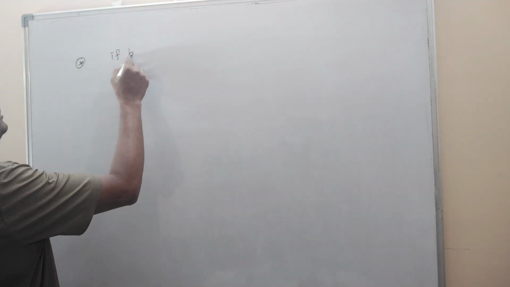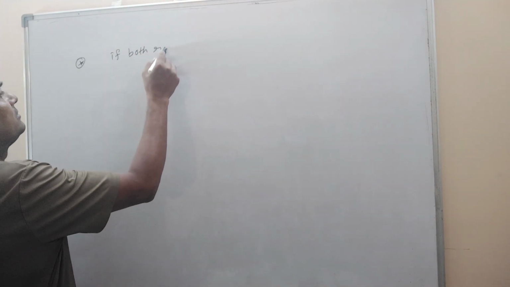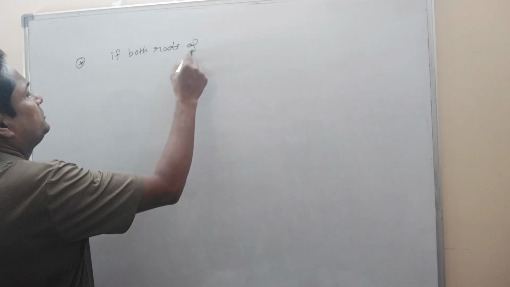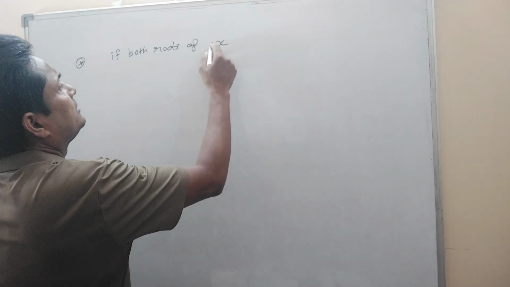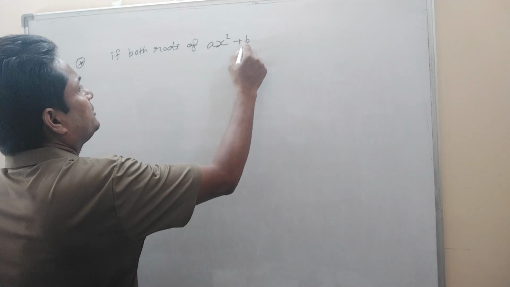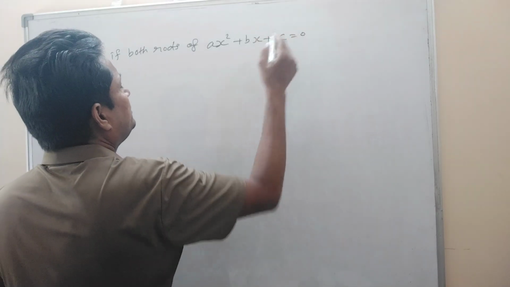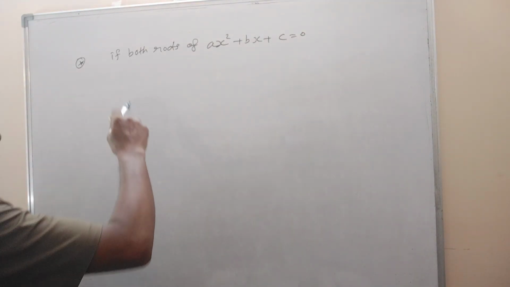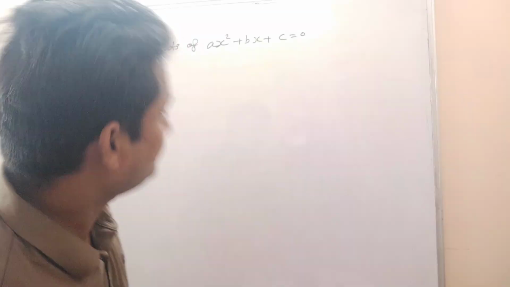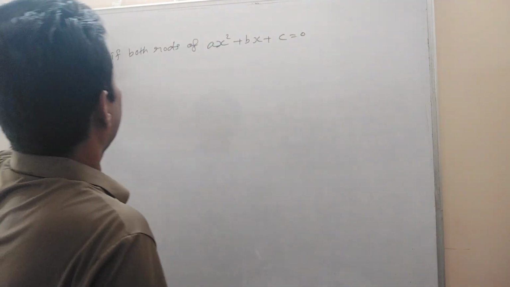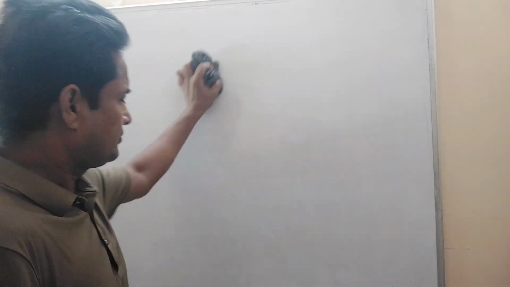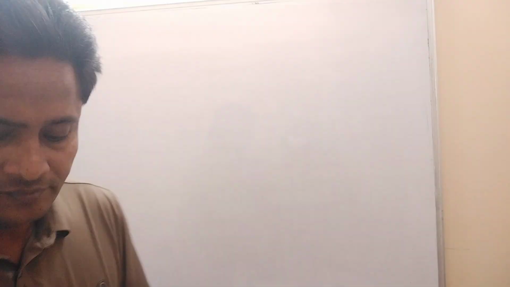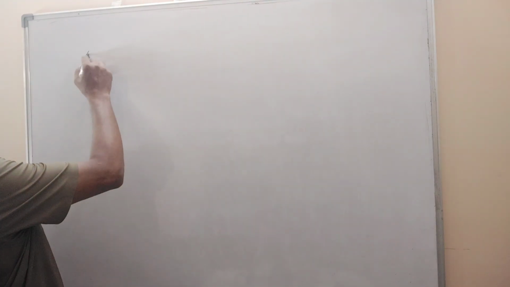If both roots of ax square plus bx plus c is equal to 0, let's do it in the next class, it will be better.